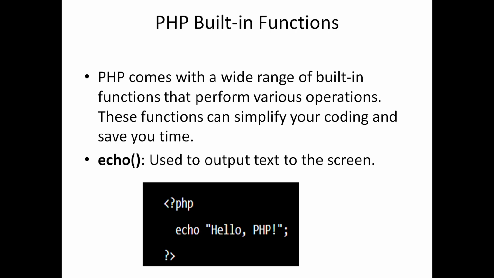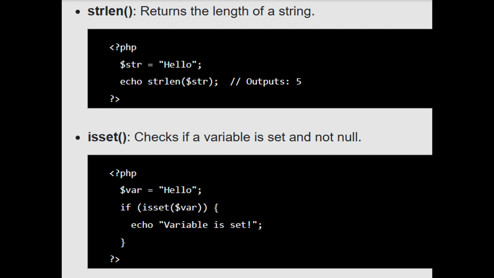Next is PHP built-in functions. What is a function? A function is a block of code. Why are we using functions? For introducing code reusability. These are the basic inbuilt functions in PHP. First one is echo. Echo is used to print the output on the screen. Next one is strlen. To find the length of a string, we are using this function.